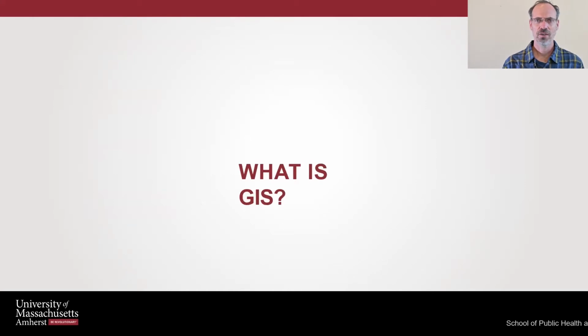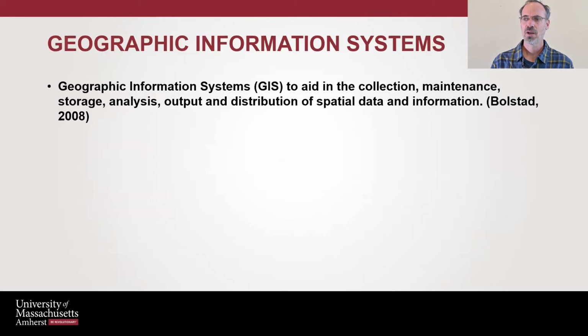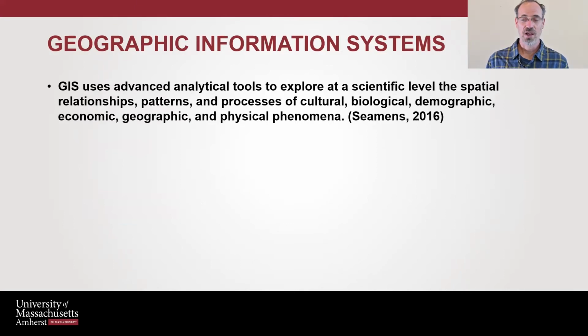So the first question is, what is GIS? Geographic information systems aid in the collection, maintenance, storage, analysis, output, and distribution of spatial data and information. This is sort of a textbook definition of what GIS is. GIS uses advanced analytical tools to explore at a scientific level the spatial relationships, patterns, and processes of cultural, biological, demographic, economic, geographic, and physical phenomena. So, textbook definition here. You can see that GIS really encompasses everything.